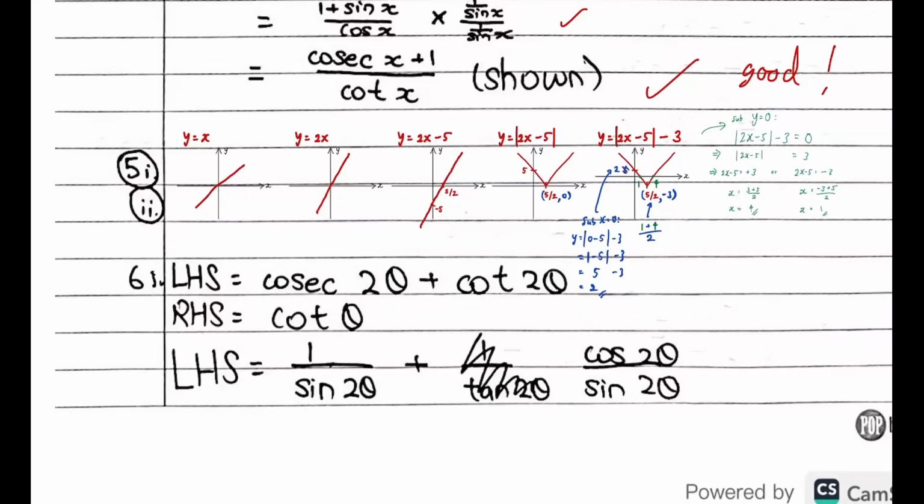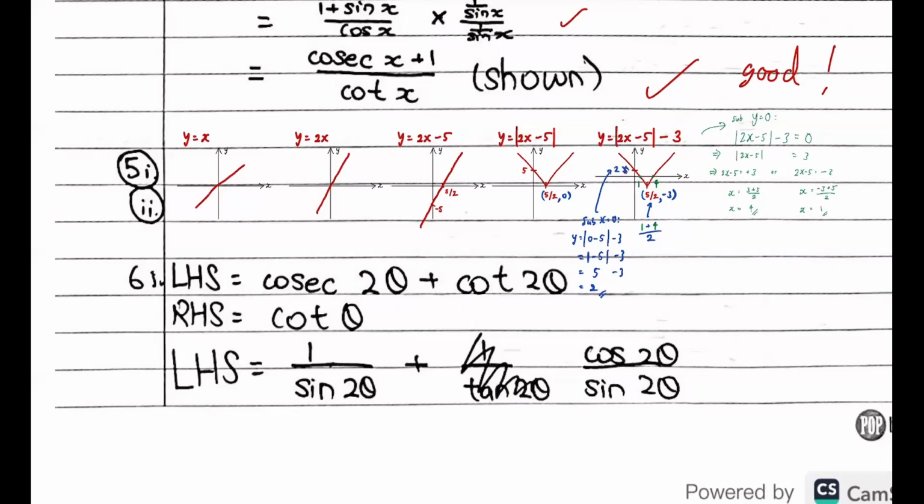Question 5, part 1. Calculate the coordinates of the points of intersection of the graph y equals modulus 2x minus 5, minus 3. So that is this graph over here. I know I didn't go through absolute value functions with you. It's because it's no longer in the A-Math syllabus for many years. I only go through one question with you. Let me just quickly run through how to do this question.